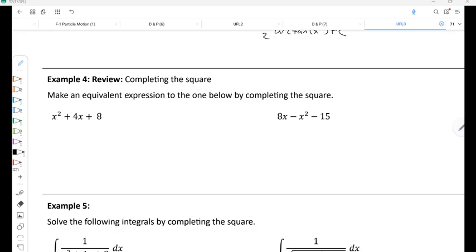So our answer when we do the algebra is going to be x plus 2 squared, but that only accounts for 4 of the actual 8 yellow tiles I have. So we have to put a plus 4 at the end.